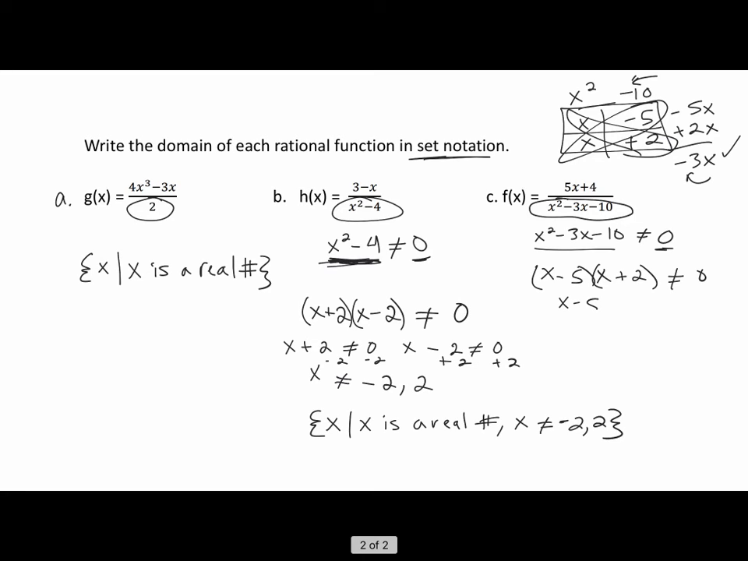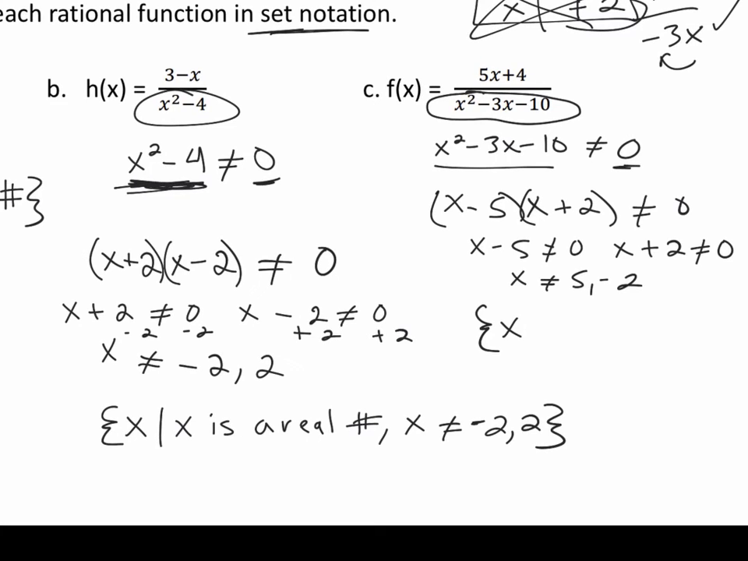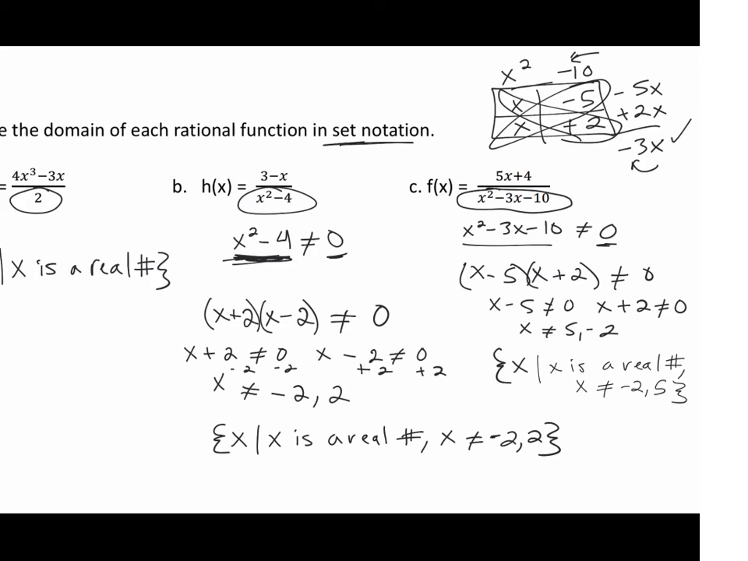So then each of those factors set not equal to 0 by the zero product property. And that's just going to change the signs there. So this is going to be a positive 5, and that's going to be a negative 2. So the domain is the set of x such that x is a real number, and x is not equal to, and I'll put the negative 2 first because it's the lowest, and close it up. So that will be the domain. x is a real number and not equal to negative 2 or 5.